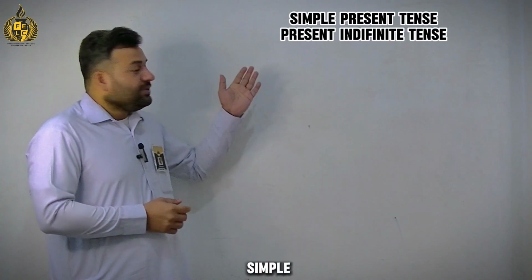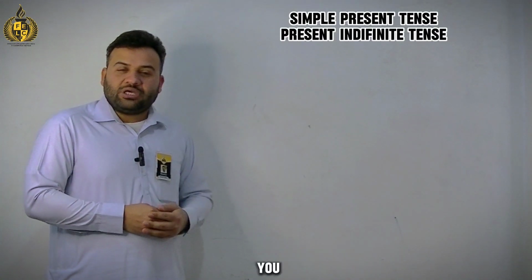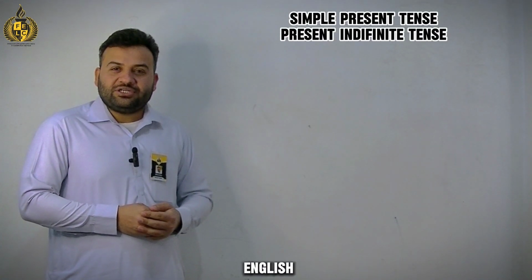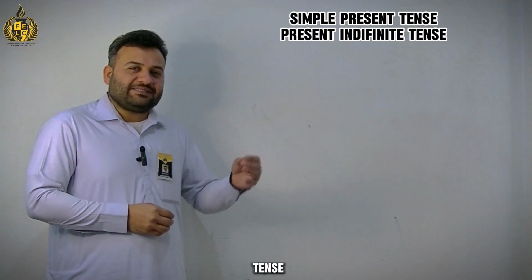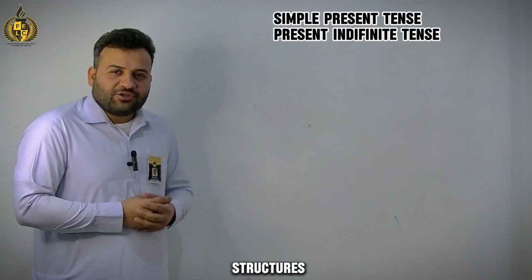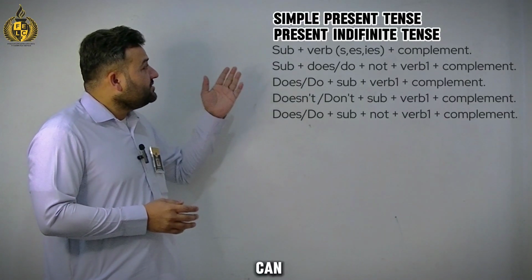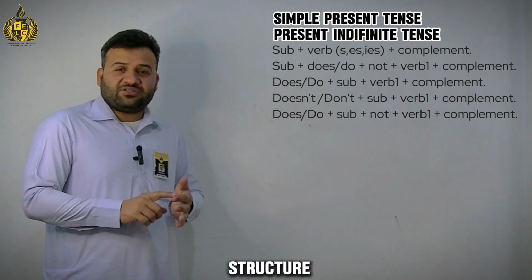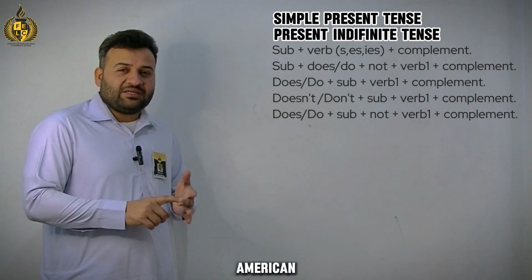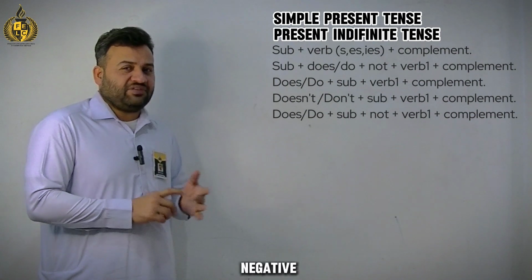Today we are going to study a very important topic, which is the simple present tense, or you can also say in British English, present indefinite tense. So let's learn the structures of this tense, right? Here you can see five structures: positive structure, negative, interrogative, American negative interrogative, and British negative interrogative.